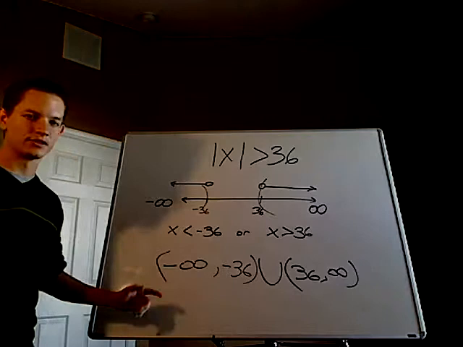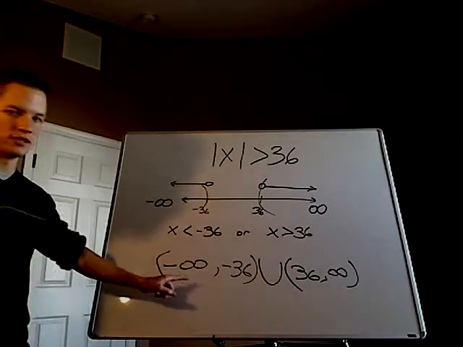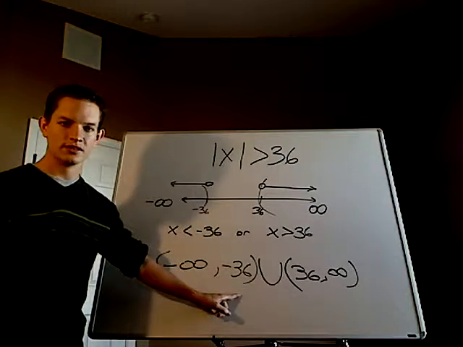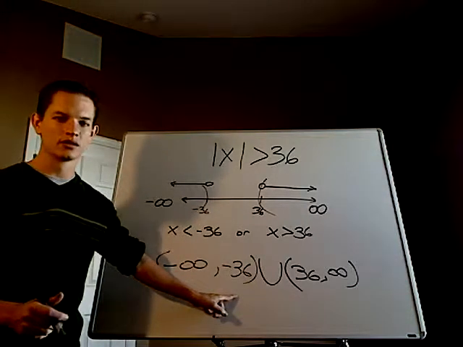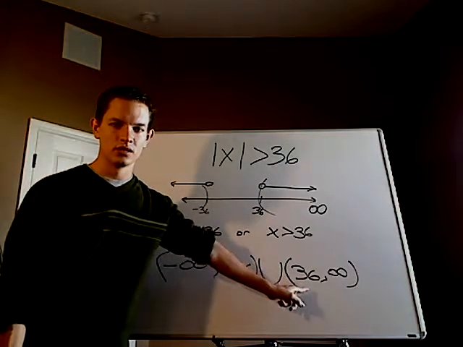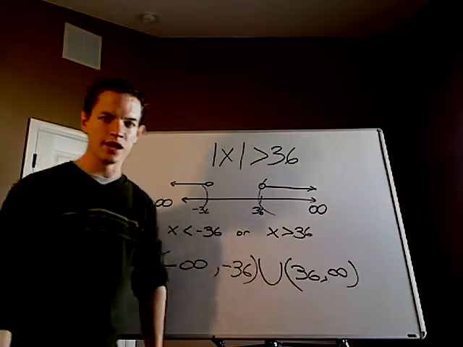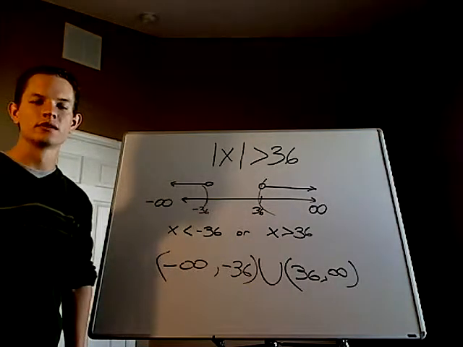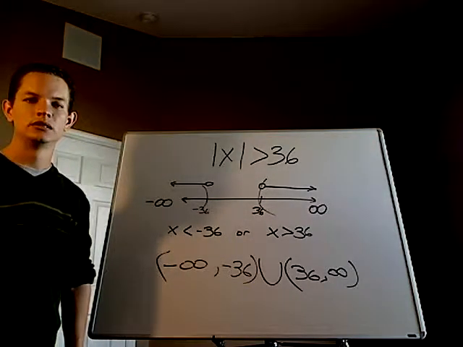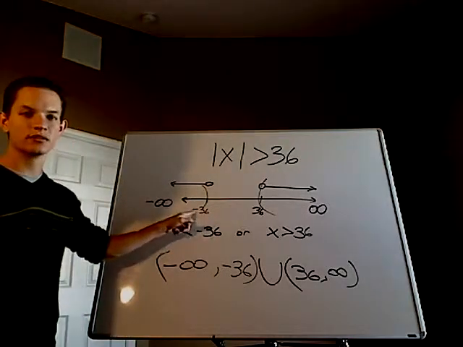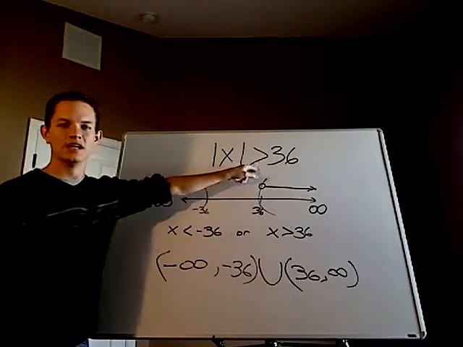And so your answer is negative infinity, parenthesis, to negative 36, close the parenthesis, in union with, parenthesis, 36, and then positive infinity. Again, why am I not using the brackets? Right, because it's not included. It would be included if there was an equal sign.